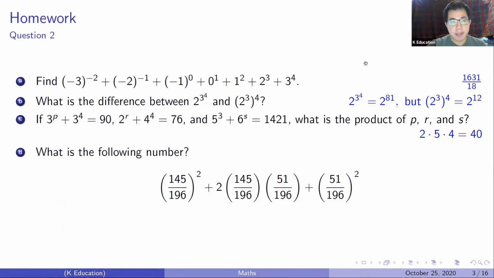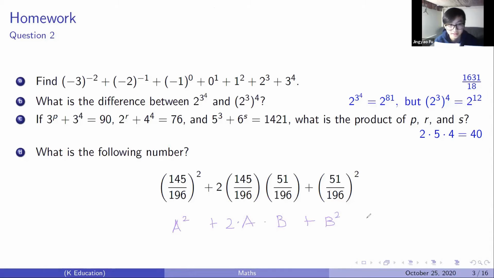Part D then. Jing, what did you say for part D? I realized that instead of working it out, you can factorize it into (a plus b) squared. Right, so this is a squared, this is of the form a squared plus 2ab plus b squared, right? Yeah, like you said, this is exactly what I was intending.